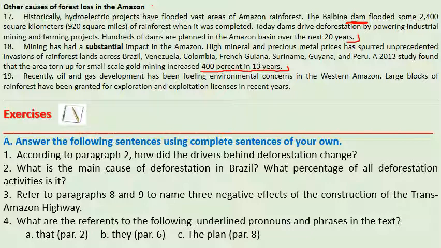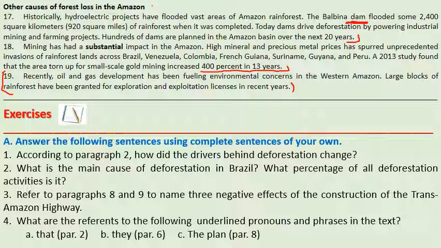Recently, oil and gas development has been fueling environmental concerns in the Western Amazon. Large blocks of rainforest have been granted for exploration and exploitation licenses in recent years. So as you notice, the issue is ongoing. New licenses are granted to exploit the land, to dig up for minerals and other important things.